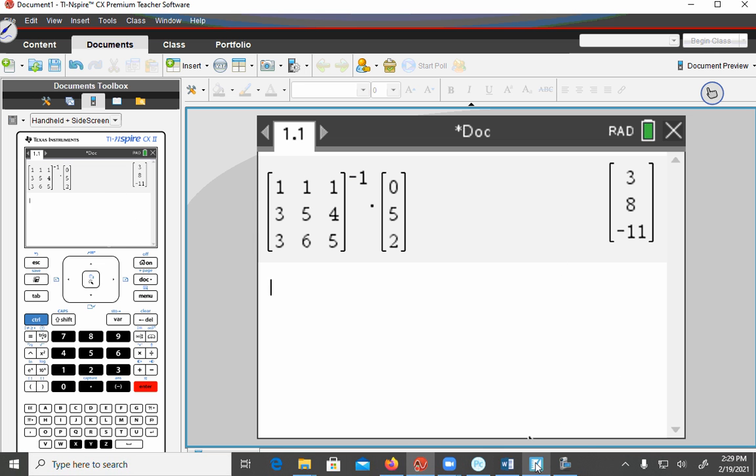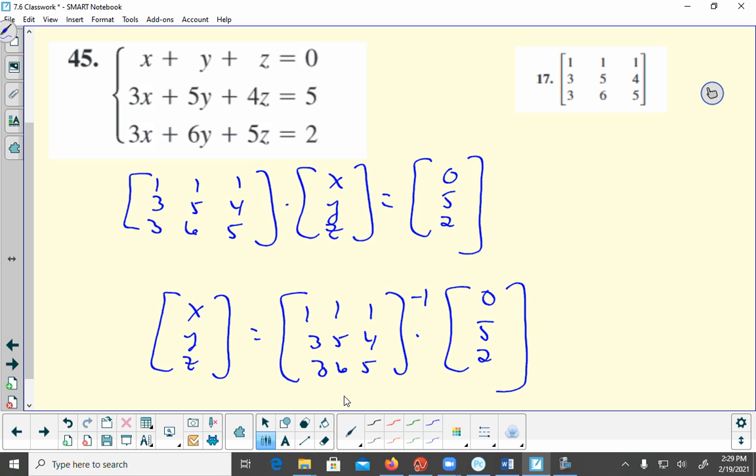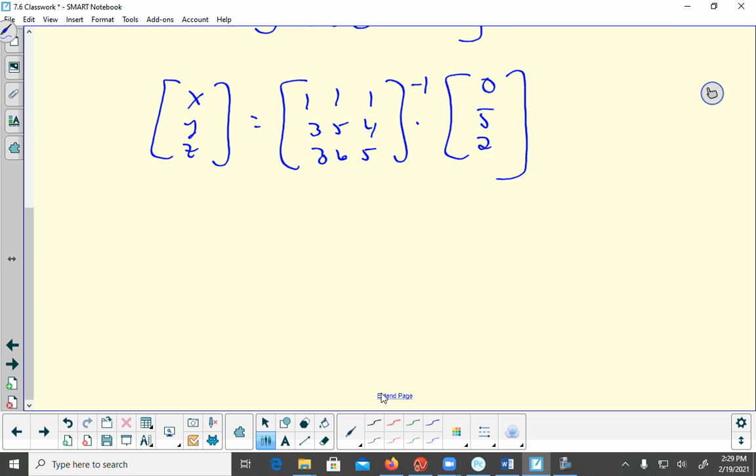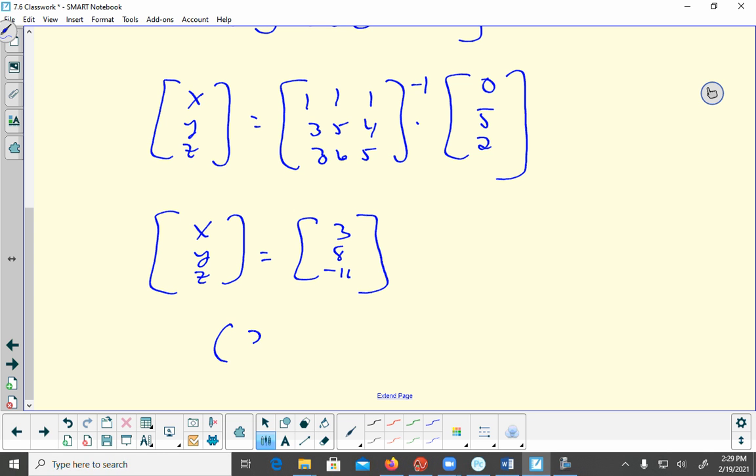3, 8, and negative 11. And those are going to be my x, my y, and my z. So when I did that, you can write it like that, or you can write it like this. Either way is acceptable, but those are my answers.